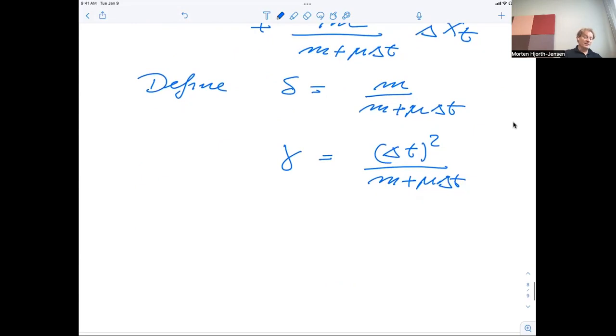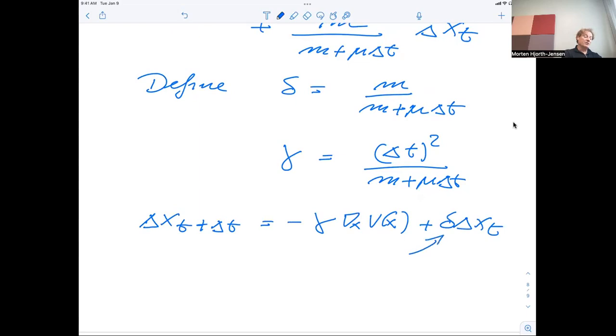So that means now that what I have is that my delta x of t plus delta t, which is a difference between the new and the previous iteration, is given by minus gamma, and then I have the gradient of the potential with respect to x plus delta times delta x of t. Now this delta is going to play the role of a memory term because this has knowledge of the parameters of the iteration x of t and the step before, x of t minus 1. So this plays the role of a memory parameter.